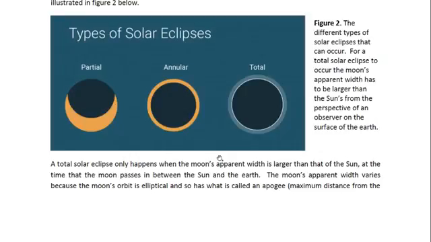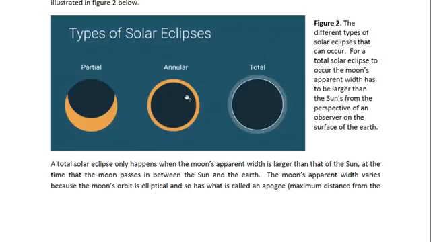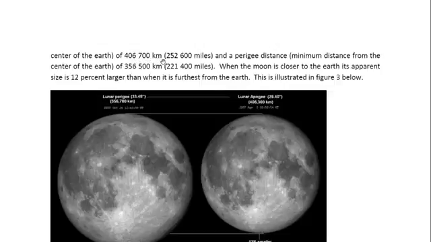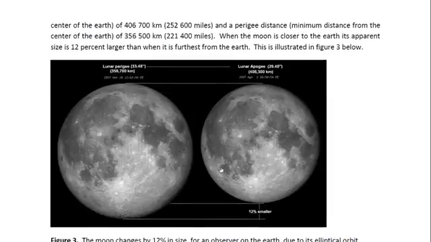The reason why we can get different types of eclipses is because the moon's orbit is elliptical. So it has a maximum distance called the apogee and a minimum distance. The maximum distance is 406,700 kilometers, or 252,600 miles. And the perigee distance is 356,500 kilometers, or 221,400 miles. Now, the moon size varies for an observer on Earth by 12%.